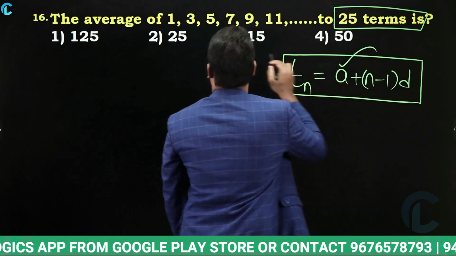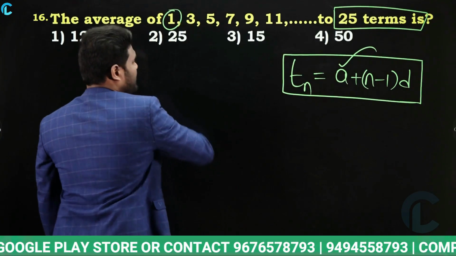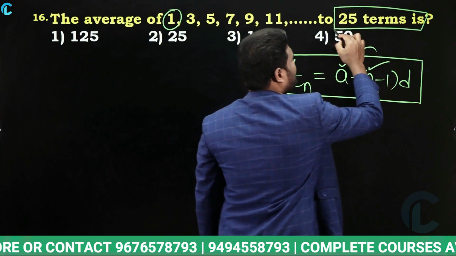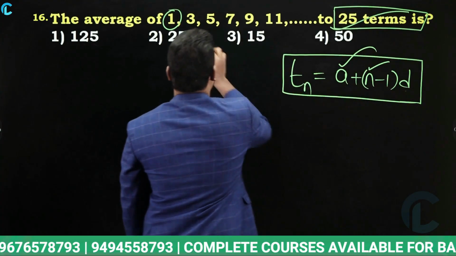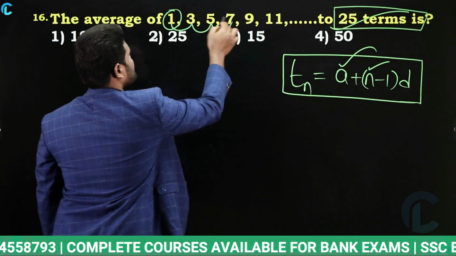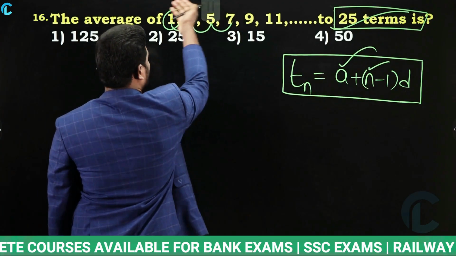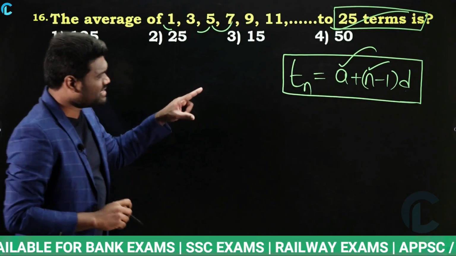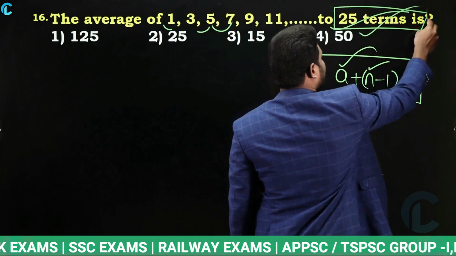A is nothing but the first number, okay? N is nothing but the number of terms. D is nothing but the difference. Look here, the difference is 2, 2, 2, 2. Yes or no? Now if we calculate this, then you'll come to know what this 25th term is.